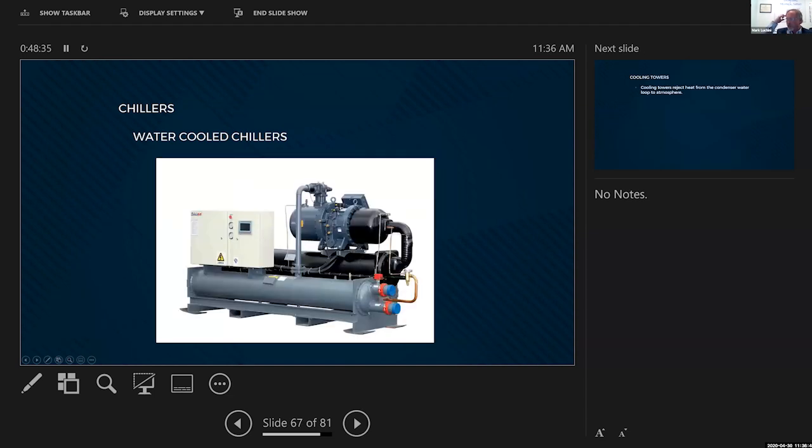This is what a screw chiller would look like. So you can see the different configuration for the compressor. They typically look like something out of a submarine. Other than that, they're exactly the same.